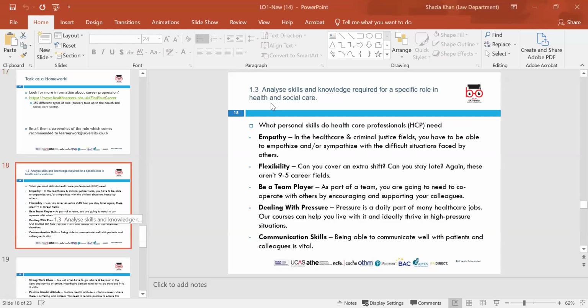So, 1.3: analyze skills and knowledge required for specific roles in the health and social care sector. You need to have certain skills to work in the health and social care profession, and these are some of the skills. So empathy: why do you have to have empathy? Why do you think empathy is so important?